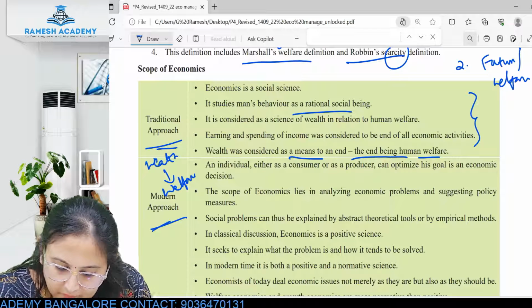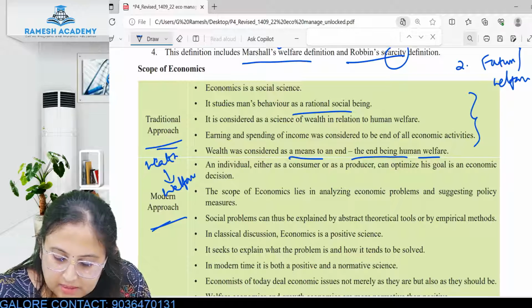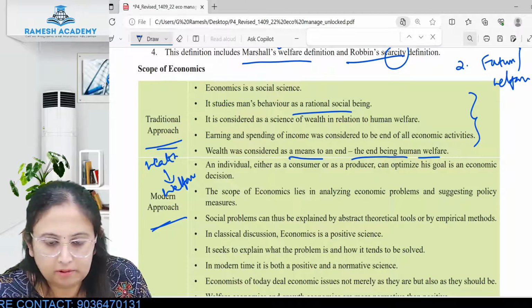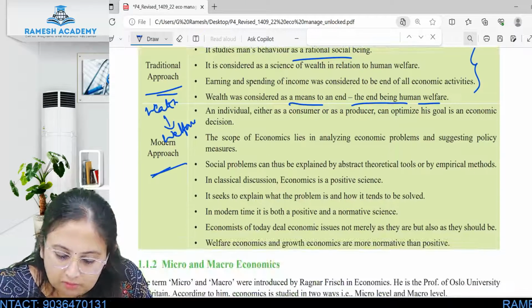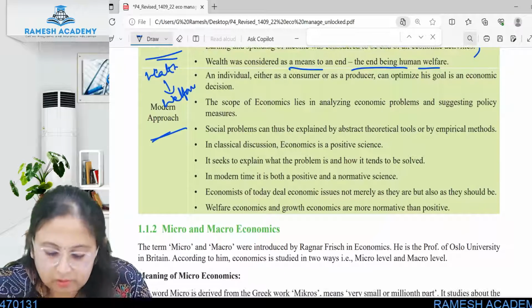These 5 points are the traditional approach. Okay, so wealth was considered as a means and an end to achieve human welfare. So this is a traditional approach. Now we will go to the modern approach.